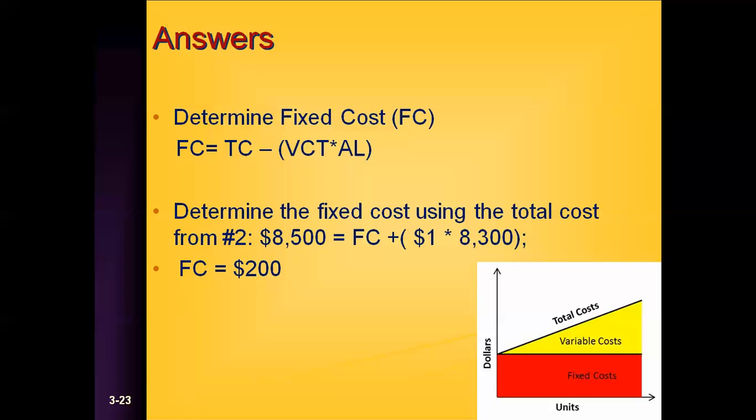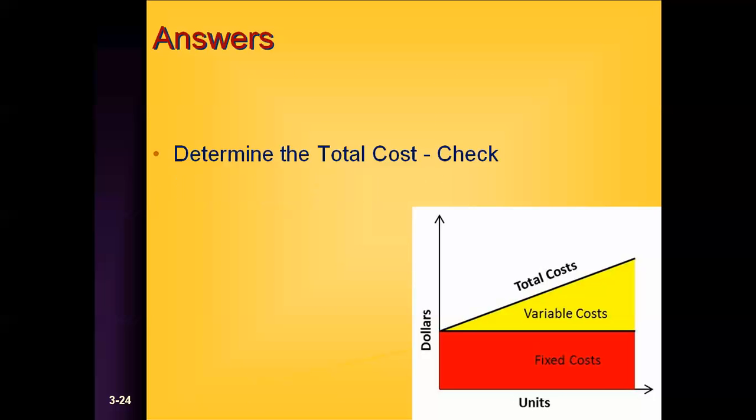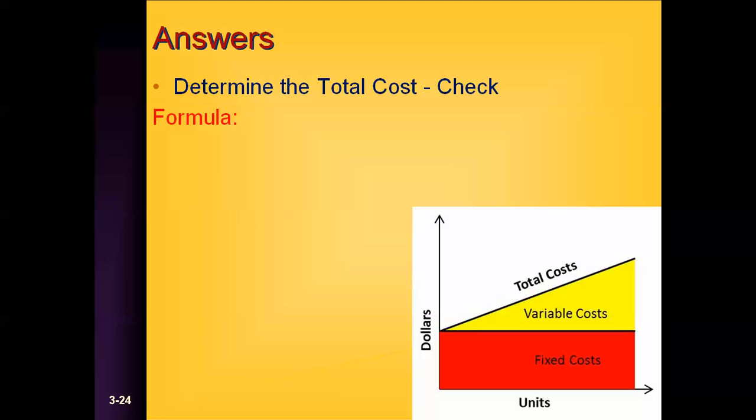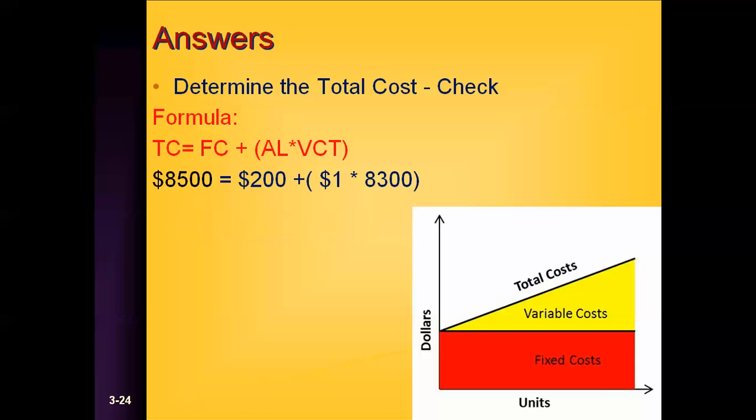Okay, so that's pretty cool. We kind of check our math. Our total cost equals fixed cost plus activity level times the variable component. Here again, we do the math, and son of a gun, there is the $8,500 level.